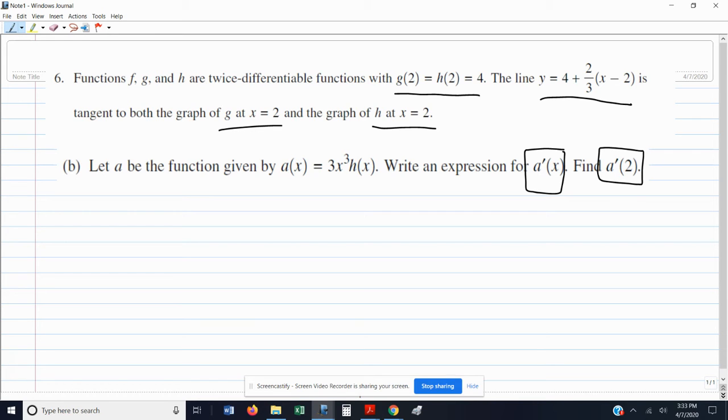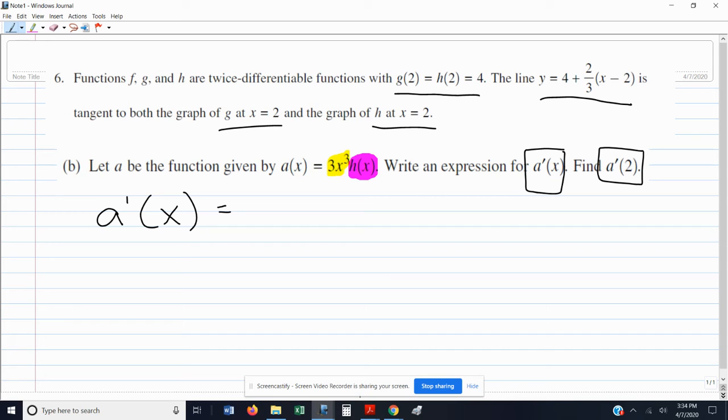So the first thing that they're asking you for is a prime of x. If you want to pause the video and think about how you would take this derivative, you can go ahead and do that right now. Okay, so you would need the product rule to do that. A of x is 3x to the third times h of x, and so if you're finding the derivative of that product, you need the product rule. So I'm going to color code. This is our first function, and this is our second function.